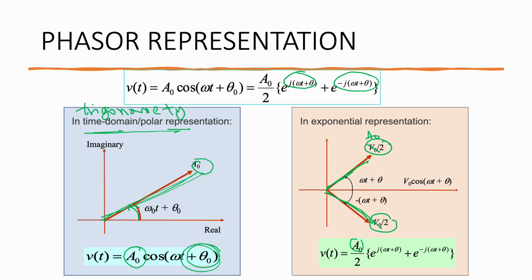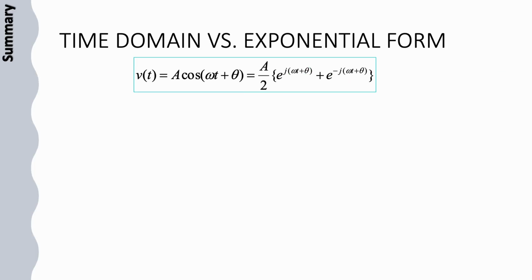Can you make corrections in your slides? Alright, so this is A0 over 2 and this is A0 over 2. One will become positive theta, which is anti-clockwise direction, and another one is negative theta, which is clockwise direction.